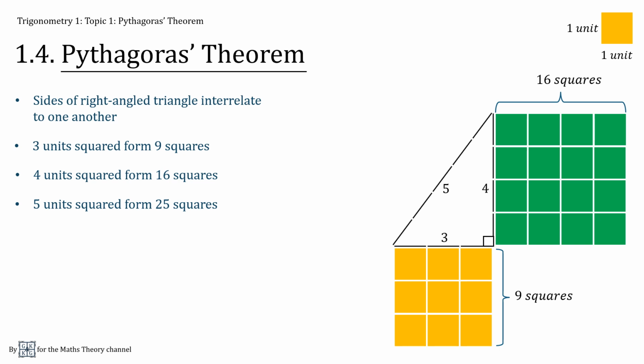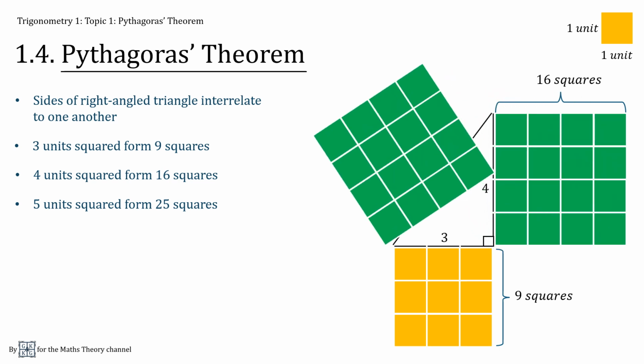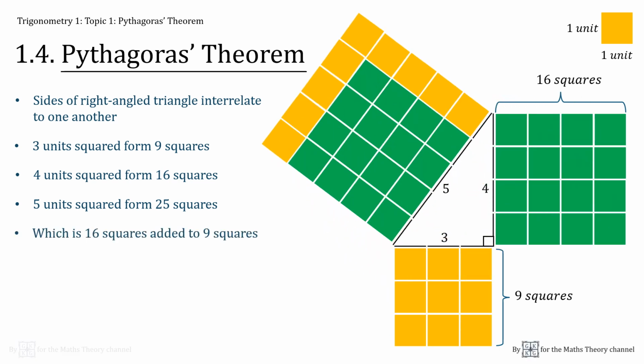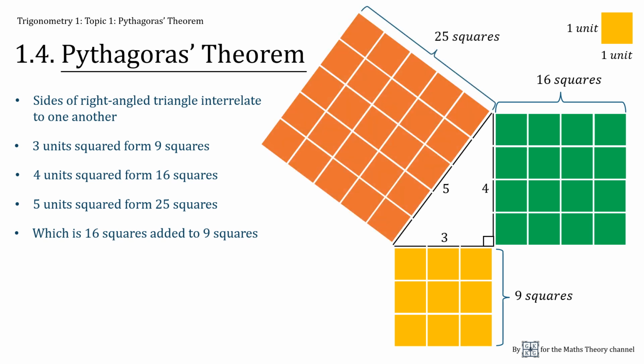Now observing these 3 squared values, we find that the sum of the squares of the sides of the triangle gives the sum of the squares on the hypotenuse. In other words, 9 squares added to 16 squares gives 25 squares. Rewriting this, we recognize that 3 squared plus 4 squared equals 5 squared.